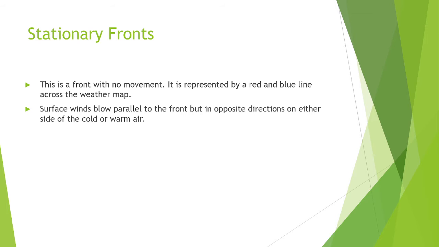No showers can get past. No surface winds can get past because they're blowing in opposite directions. And that's normally what a stationary front is.